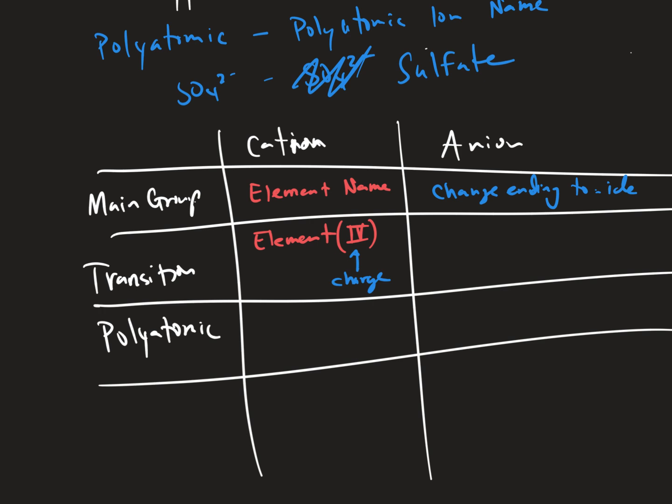For the anion, we won't have transition metals as the anion. So we don't have to worry about that one. Polyatomic ion, I'm going to erase this center line here. And we just use the polyatomic ion name for both cation and anion. Good? All right, let's practice some of these.